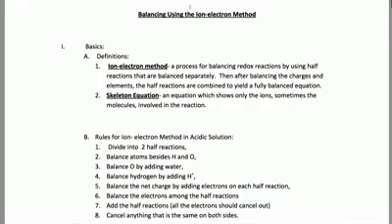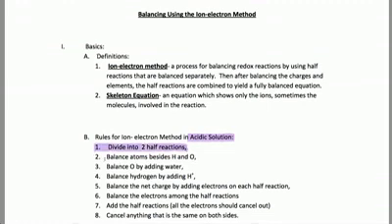Today we're going to be looking at the concept of the ion electron method, but specifically we're going to look at it to be balanced in an acidic solution. So the steps are fundamentally the same. The only additional steps are balancing everything that's hydrogen or oxygen. So the way we do that, we first divide into half reactions.